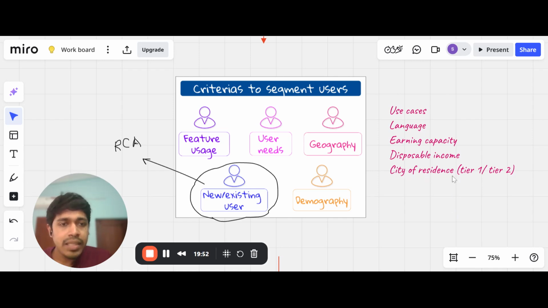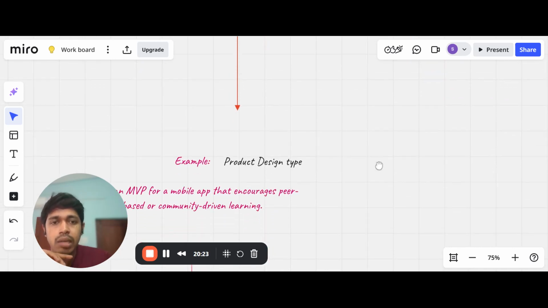Other criteria can be city of residence, tier 1, tier 2, right? So in case of a problem statement regarding Zepto or Rapido, the tier one users will have a very different set of needs and constraints, right? So you get the idea, right? Disposable income, earning capacity, language. These are all criteria that you can use to segment the users. So I hope that is also clear. So I'll move on.